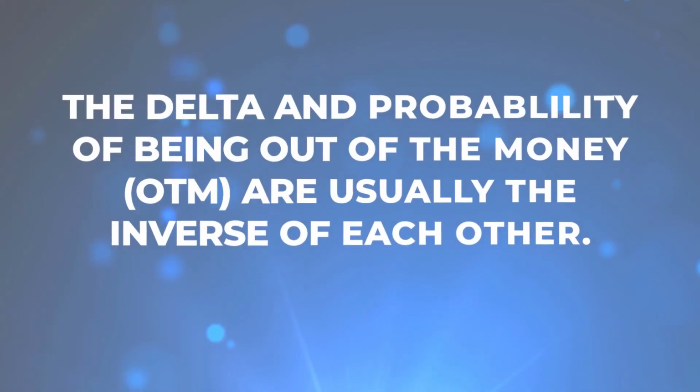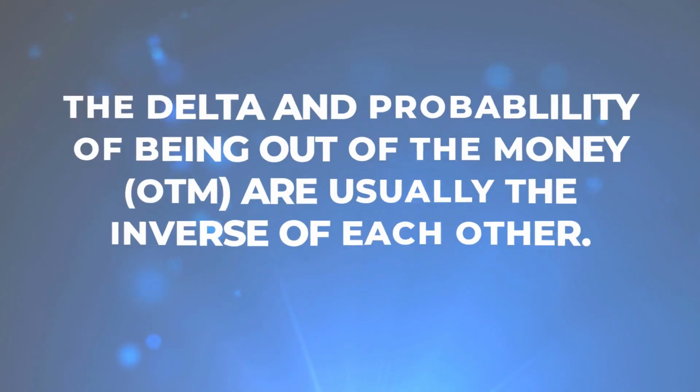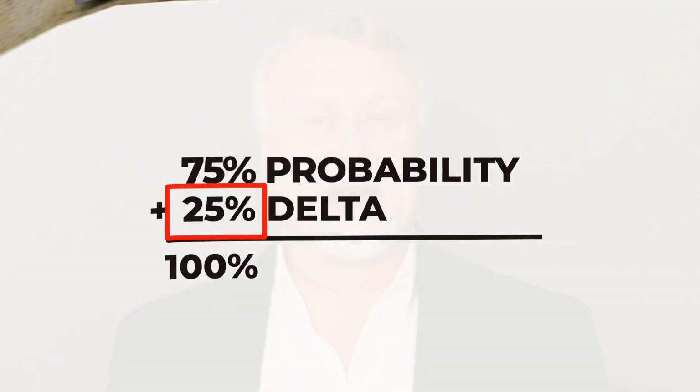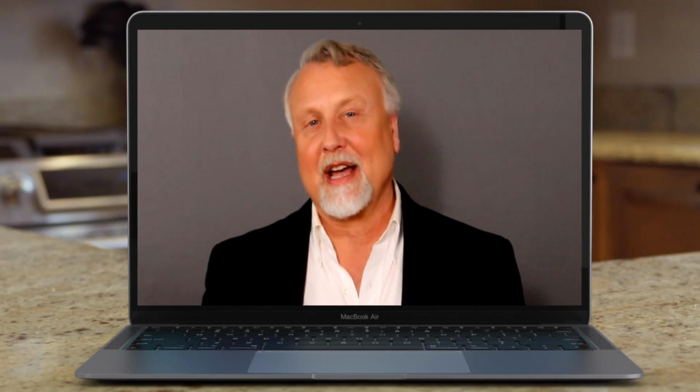The delta and probability of being out of the money are usually the inverse of each other. So for example, if you had a 75% probability of an option expiring out of the money, it would have right around a 25 delta. The two add up to about 100. That means if you're buying that option, it only has about a 25% chance of making you money. But that's only if you let it go to expiration.